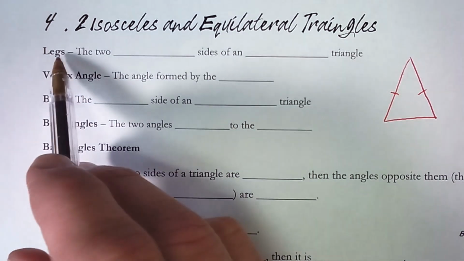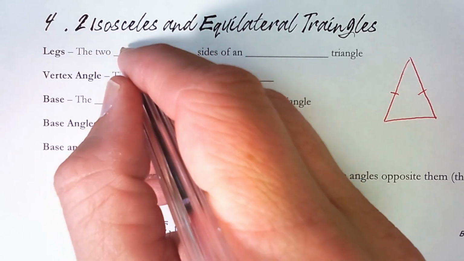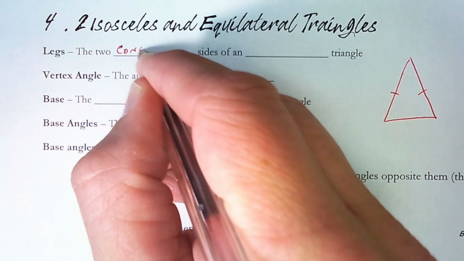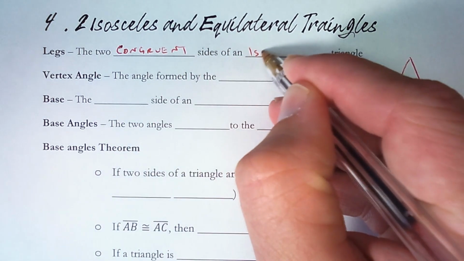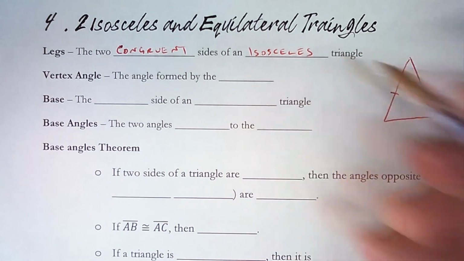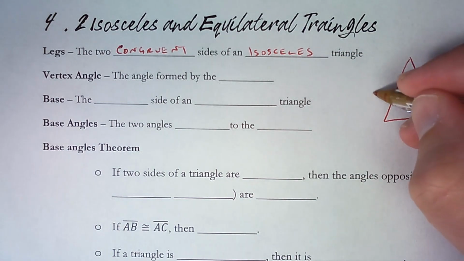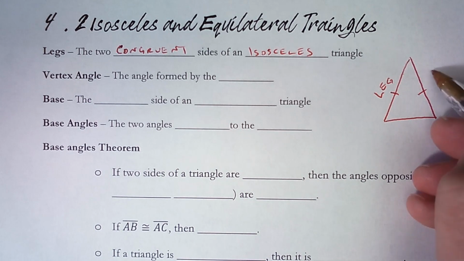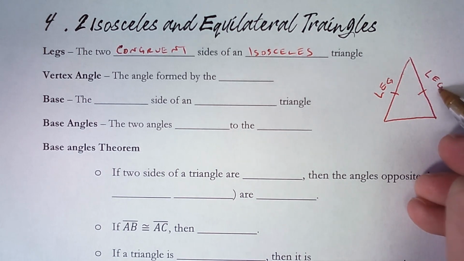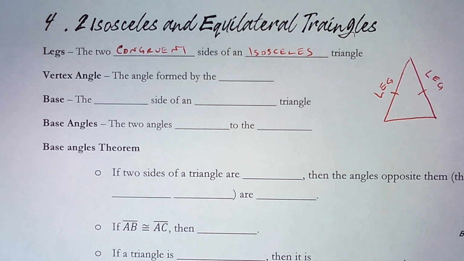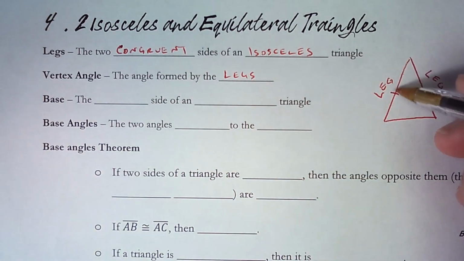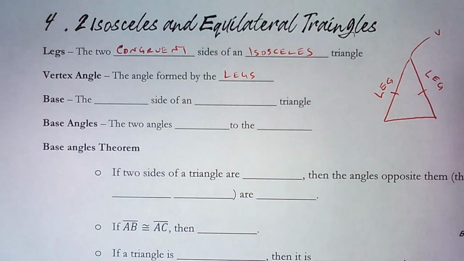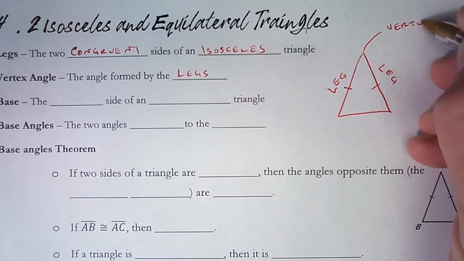So an isosceles triangle has legs. The two legs are the two congruent sides of an isosceles triangle. Okay, so this right here is a leg, and this is a leg. The two congruent sides are called the legs. The vertex angle is the angle formed by the legs. So where they come together right up here is the vertex angle.